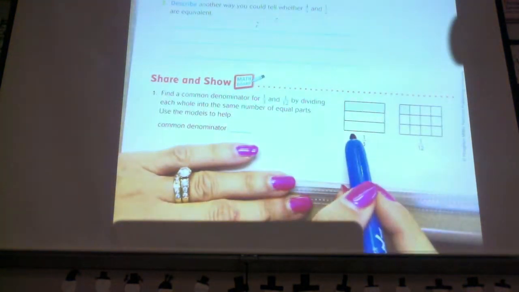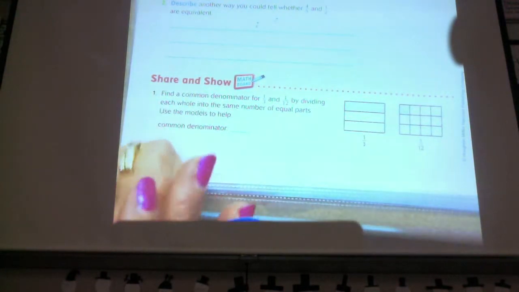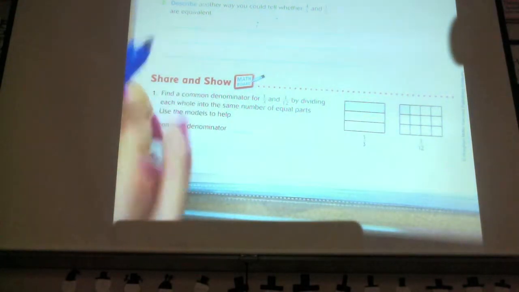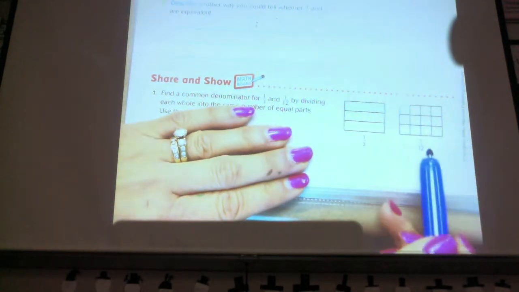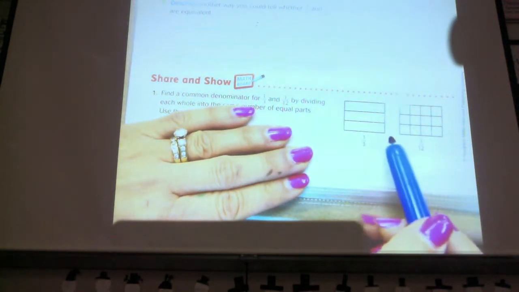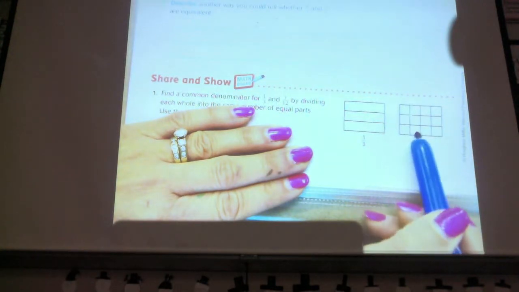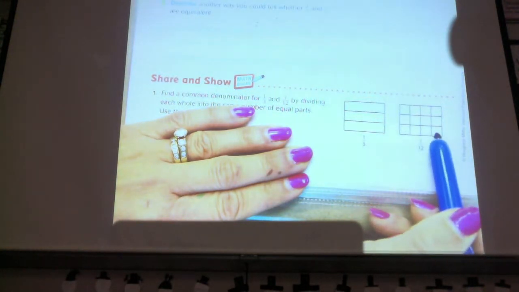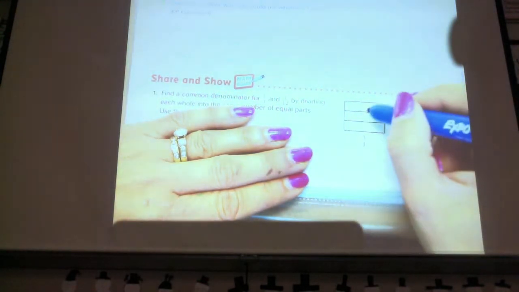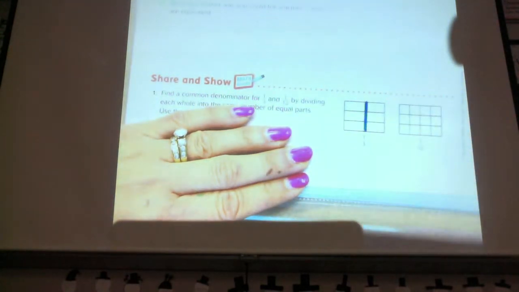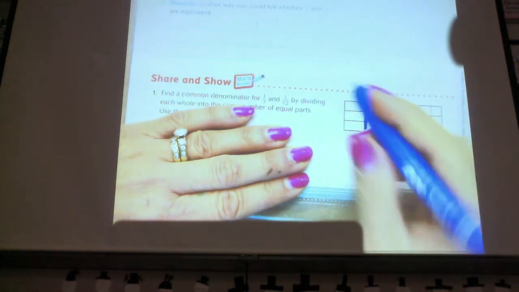How can I make this one look like that one? How would I do that, Haley? Yeah, fold it 3 times, and how many sections would that be? 1, 2, 3 fourths, right? So I see that there's a half line right here. I'm going to go ahead and draw my half line. And then I see each section is also divided.